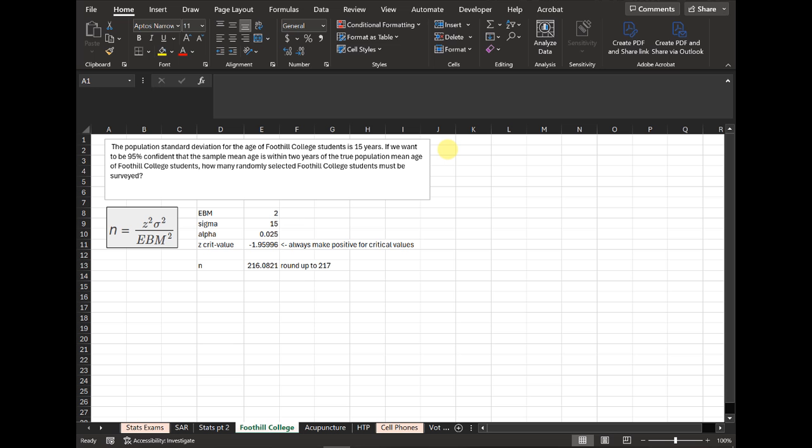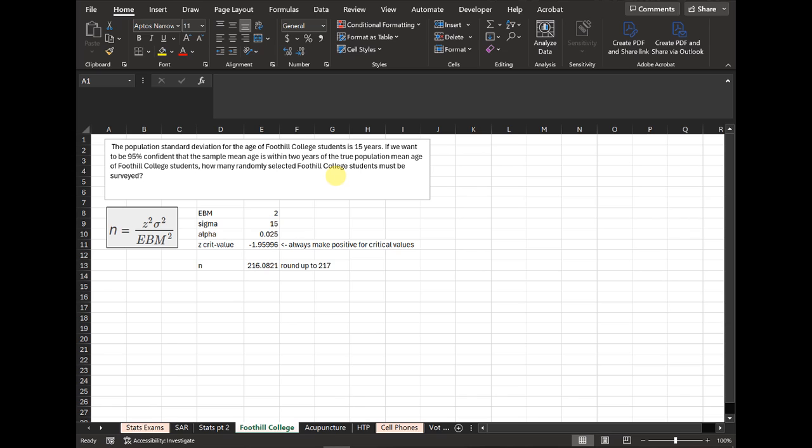So this one's already been worked out, but the example is that we have the population standard deviation for the age of Foothill College students is 15 years. If we want to be 95% confident that the sample mean age is within 2 years of the true population mean age of Foothill College students, how many randomly selected Foothill College students must be surveyed?